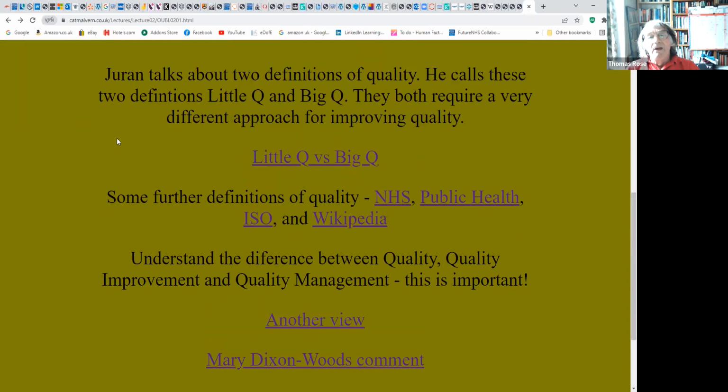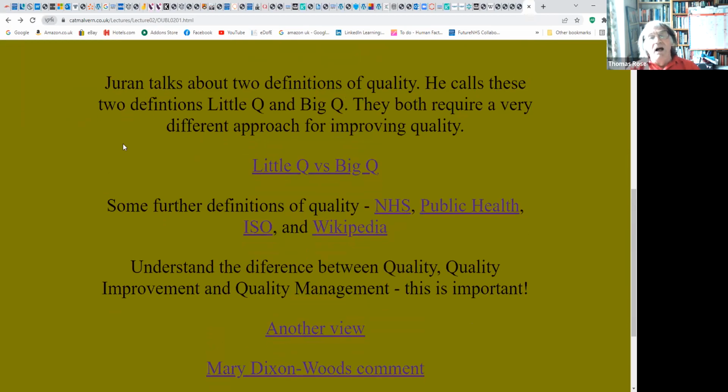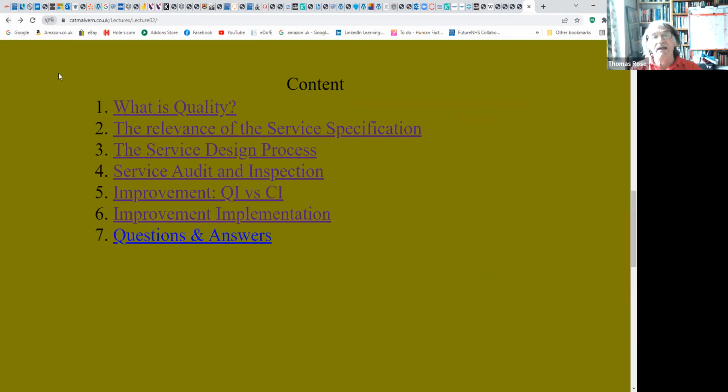So I've talked here about what is quality, but I've said that quality is two different things, and that's important. And quality improvement and quality management are different as well. So I hope that's given you a bit of a feel for those differences, and you can go back and access these documents when you get the link, and you can come to your own conclusions.